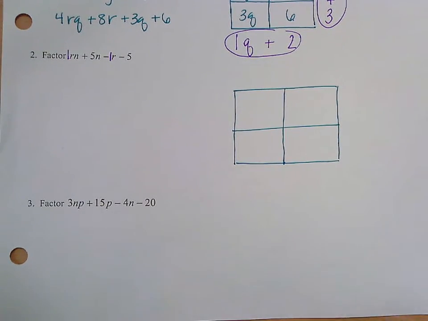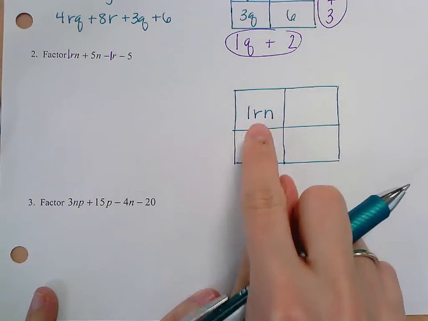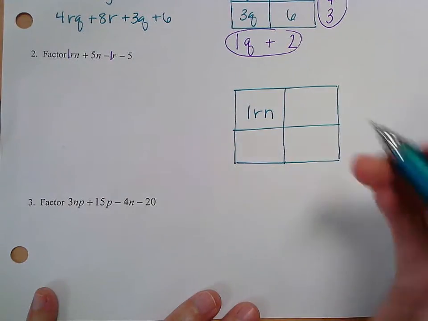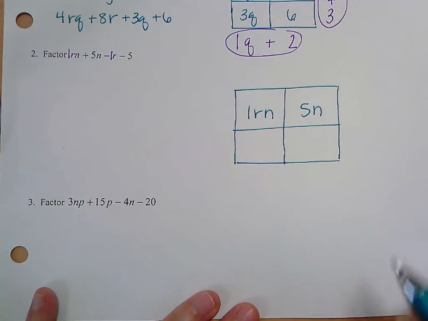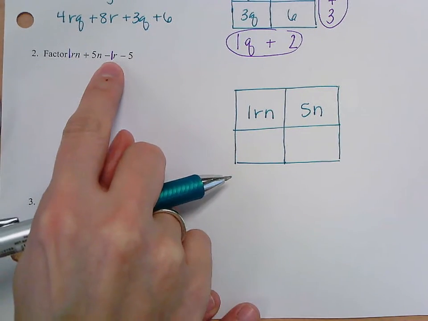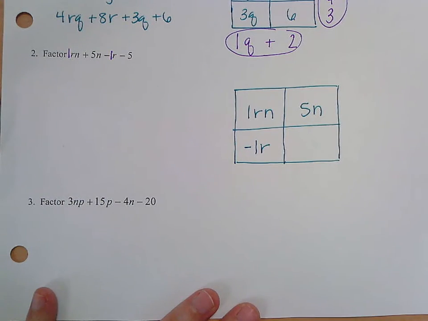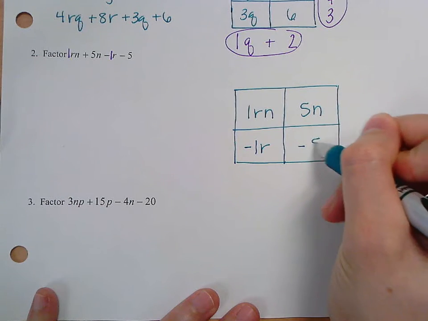Okay, put your terms in. So I have 1Rn. Again, you don't have to have the 1 there. I wrote the 1 in, but you don't have to write that in front if you don't want to or don't need to. Then I have a positive 5n. Now, since I have minus 1r, I need to put negative 1r. The minus sign goes in there with it. And the minus 5 is a negative 5.